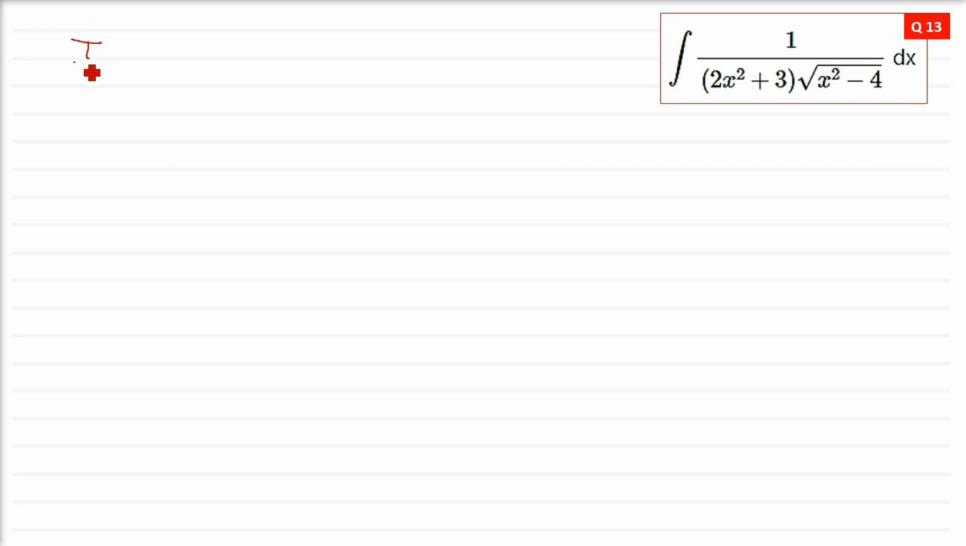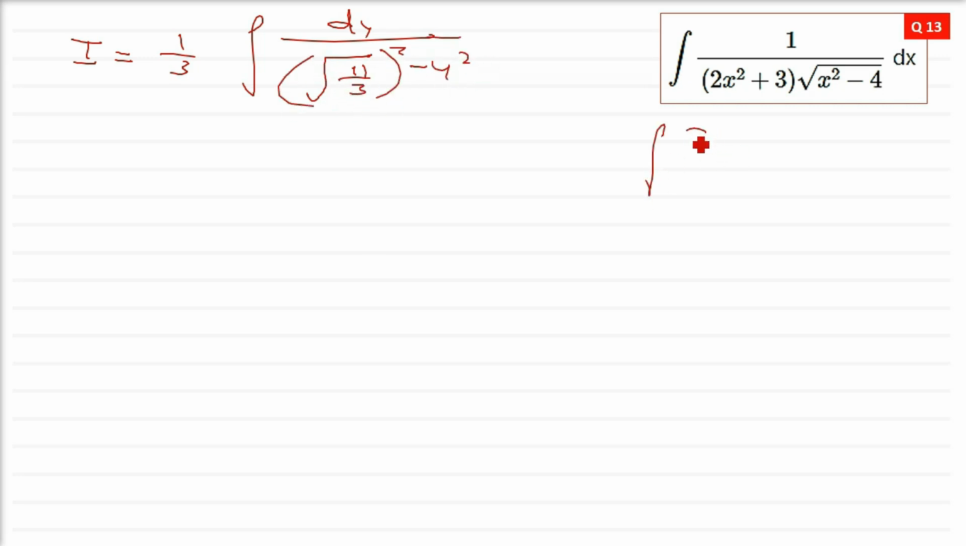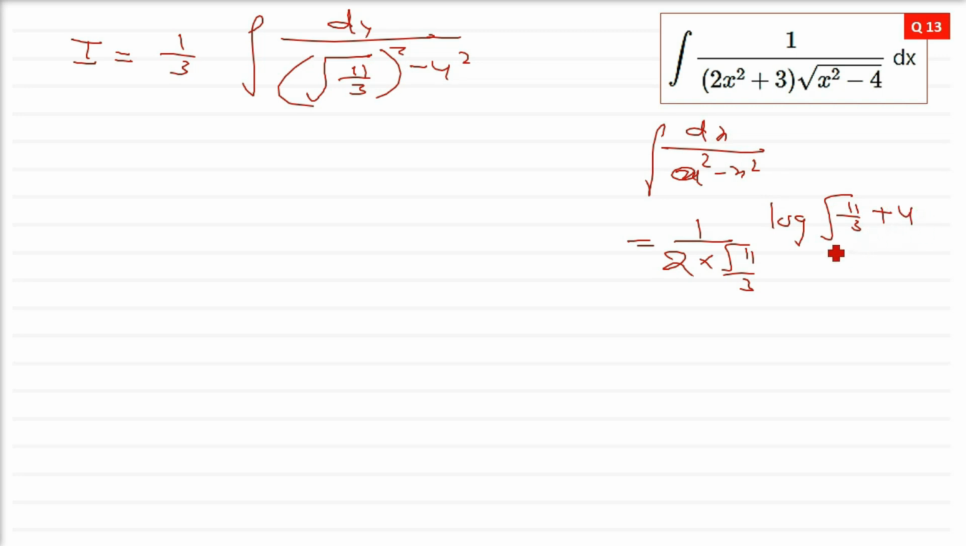So we have arrived till here: I equals 1 by 3 integration of du divided by, I took 3 outside, that's why we have made this 11 by 3 a perfect square, minus u square. So integration of dx divided by a square minus x square. What is this? You already know. This will be 1 by 2a log, plus in the numerator, minus in the denominator, where a is under root 11 by 3 here. So log of under root 11 by 3 plus u, divided by under root 11 by 3 minus u, inside the modulus, plus constant of integration.